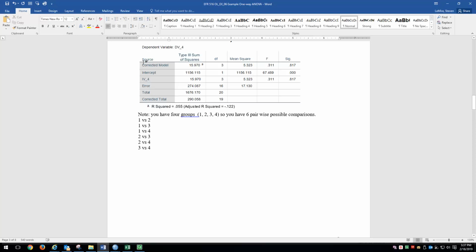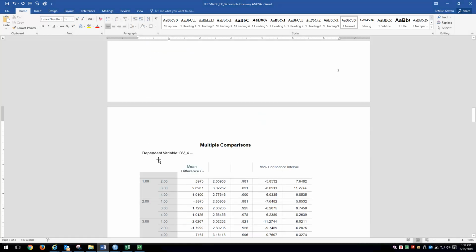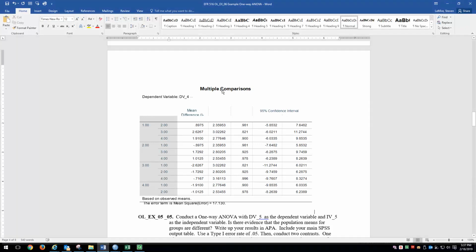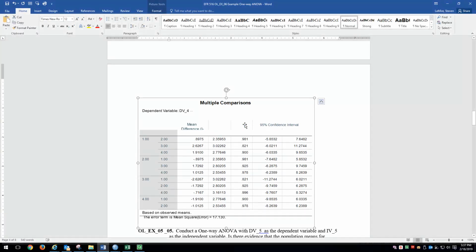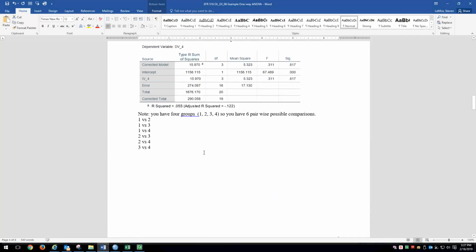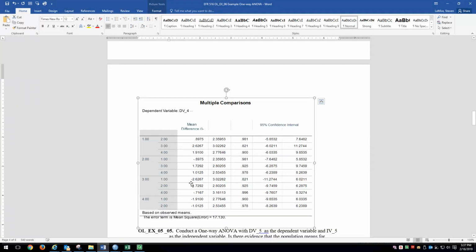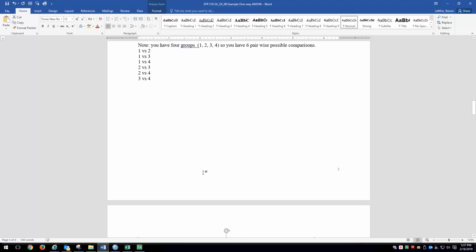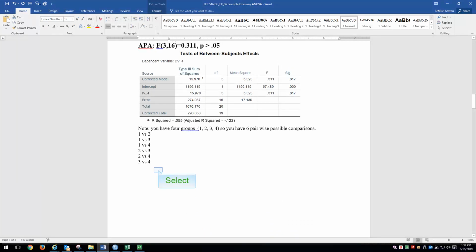And I can come here and I look at my sig values. These are my sigs in this column right here. Now, what SPSS did is hold the family-wise type 1 error rate at 0.05. So it's adjusted up each one of these p-values to control that type 1 error rate. So we're looking for any of our comparisons less than 0.05, and we see none are, right? So our basic answer is none. I'm just going to go ahead and write none.